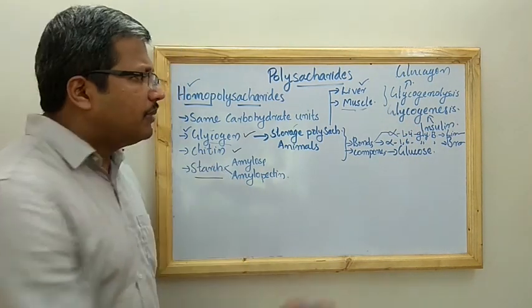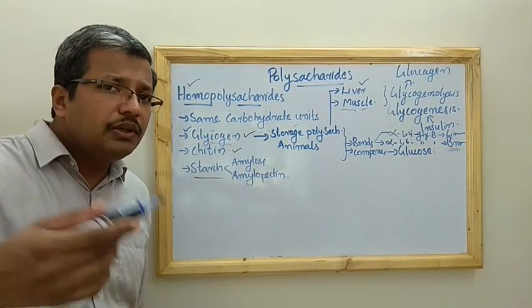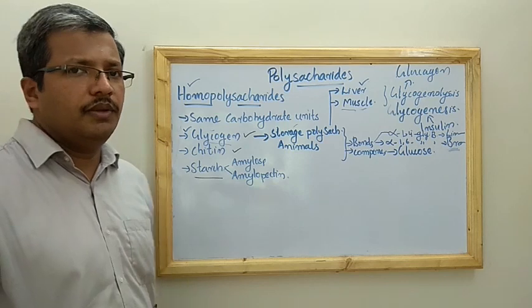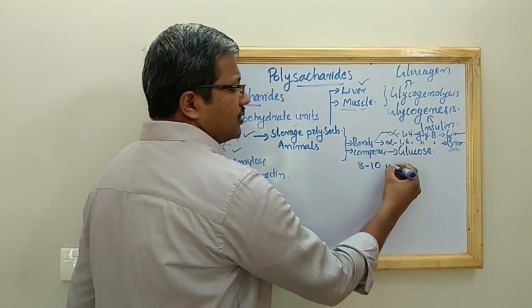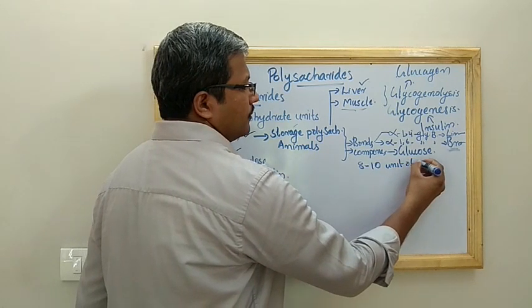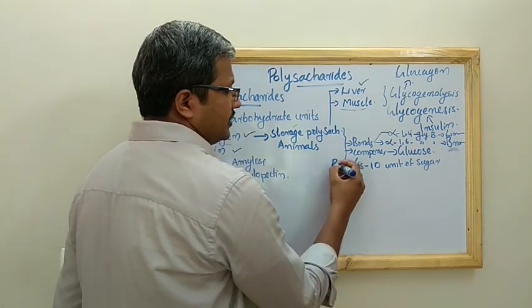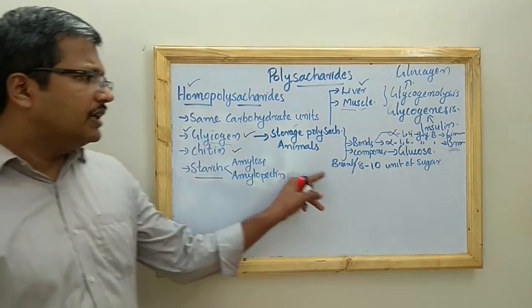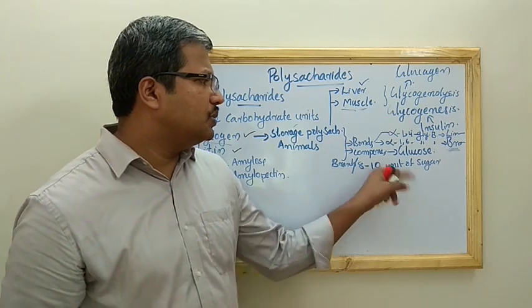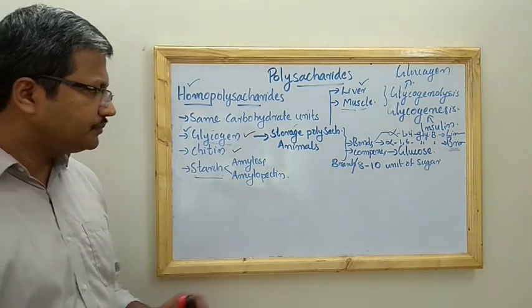Okay, so branching, I have mentioned the branching. Now the question is how frequently you can find the branching. So at each 8 to 10 units of sugar, we'll be having a branch. So the branching frequency will be like the branching will happen at each 8 to 10 glucose units. So let us see the structure.